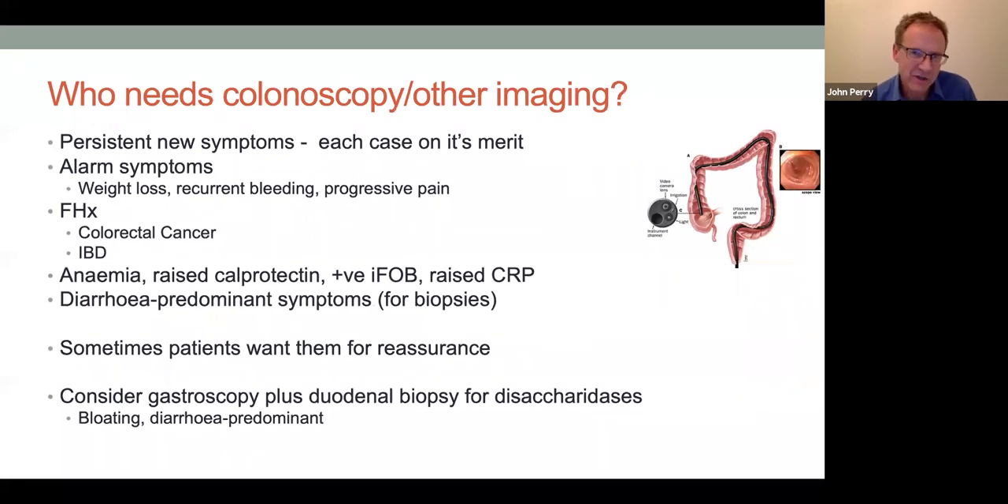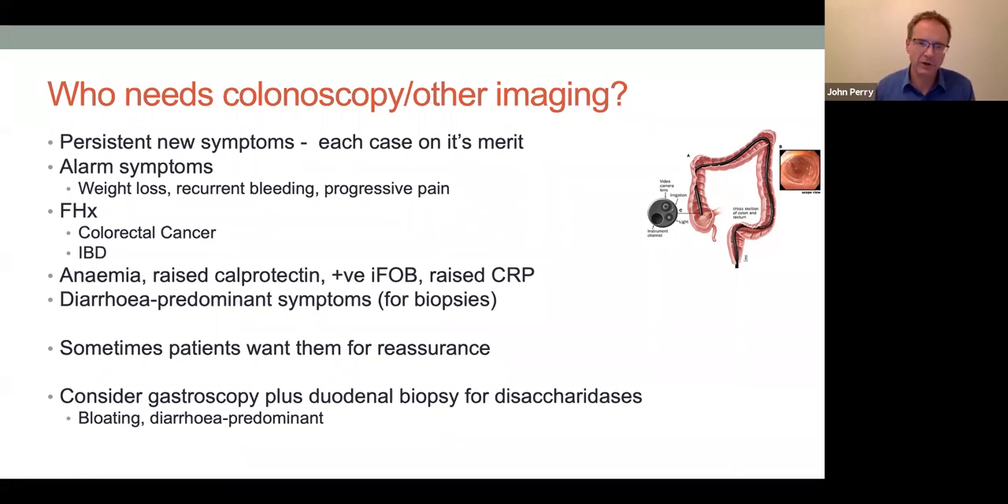Who does need investigation is another question. Everything's on its merit, obviously, but persistent new symptoms, for older patients particularly, are important. I mentioned alarm symptoms. Those with a significant family history, it's important. And if any of those tests are suggesting you look further, with anemia or raised calprotectin, obviously I didn't tell you about positive immunochemistry stool tests, but all these things are reasons to look. Diarrhea predominant patients are worth doing investigations too, because particularly in the older patients, microscopic colitis is quite common as a standard cause and a treatable cause.